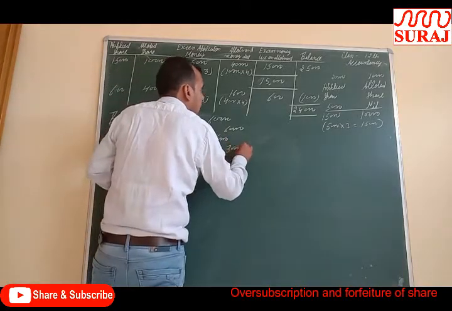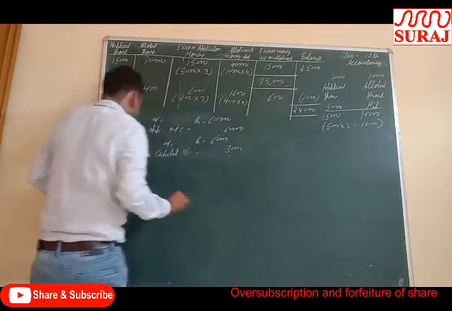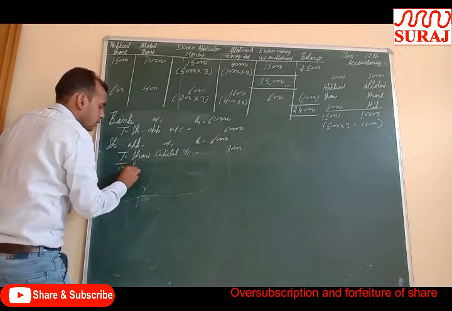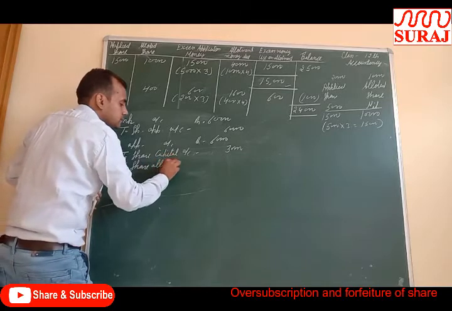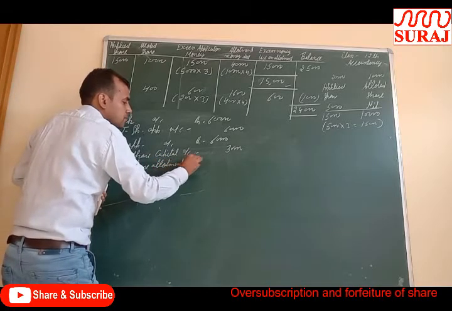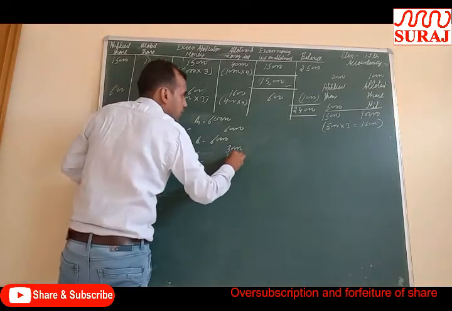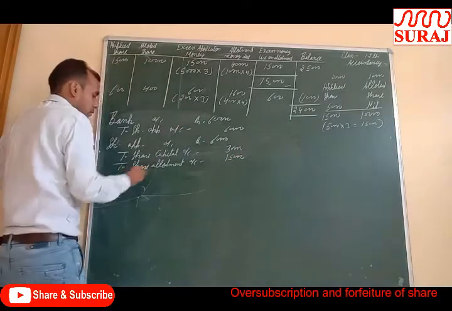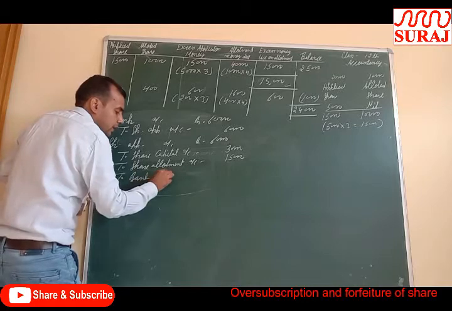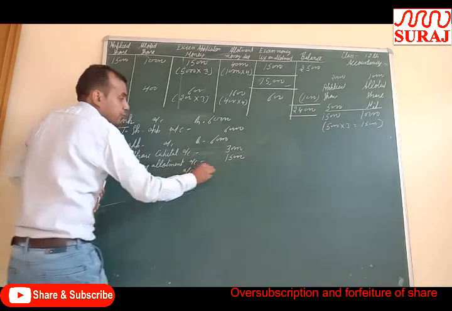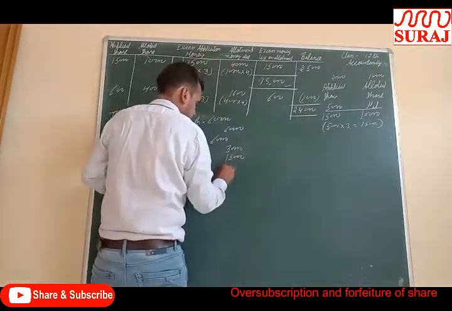₹30,000. How much money is used on allotment? ₹15,000, to share allotment account ₹15,000. And those shareholders who were not allotted any shares, their money will be refunded, that is ₹15,000.